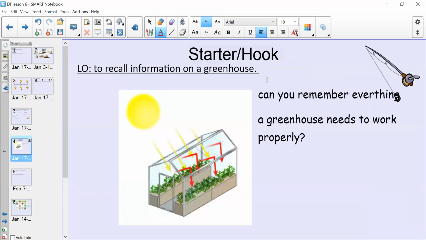Okay, so just to refresh your memory, see if you can remember everything that a greenhouse needs to work properly. Okay, so some of the things that a greenhouse needs is definitely some sunshine, because plants need sunshine to grow. It needs transparent windows for the heat to get inside the greenhouse. It also needs ventilation, so it needs a door or windows so that if the greenhouse gets too hot, the air can escape. And then finally, a greenhouse also needs water and nutrients for the plants to grow. And that is what we as humans would do. We would look after our plants that way.